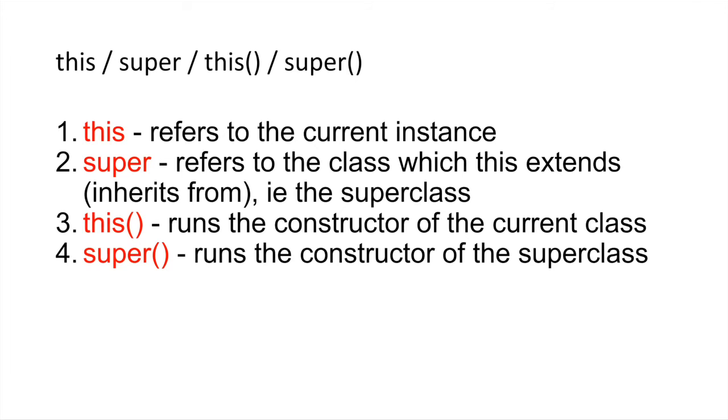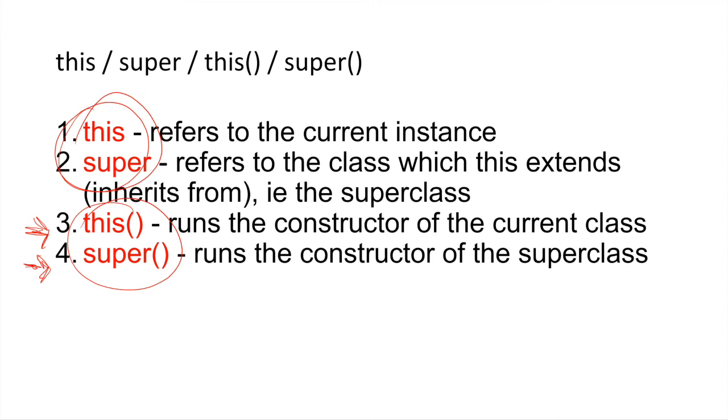Sometimes it can get a little bit confusing, and it's a good exam question, therefore, to include this and super and ask what they mean. Now, there's a difference. If you use this and super with brackets, or with any parameters inside, that refers to a method, of course. So that runs the constructor, either the constructor of the current class or the constructor of the class which this class extends, the superclass. Whereas the keywords without the brackets just mean the actual instance that you're in.